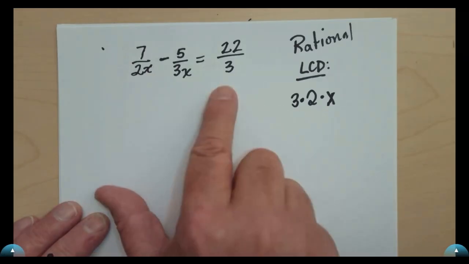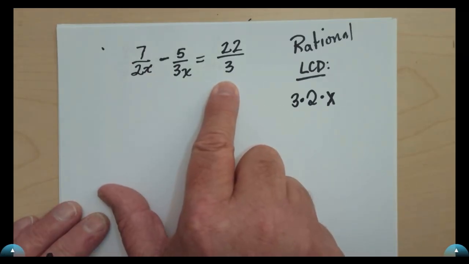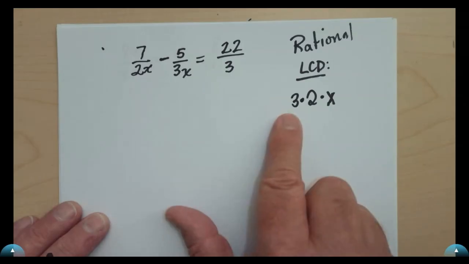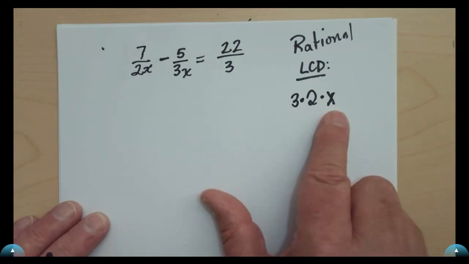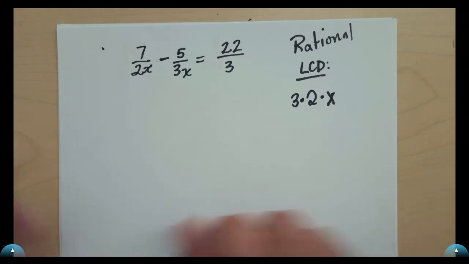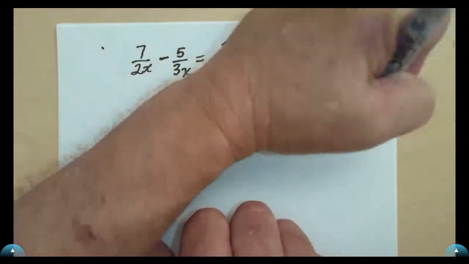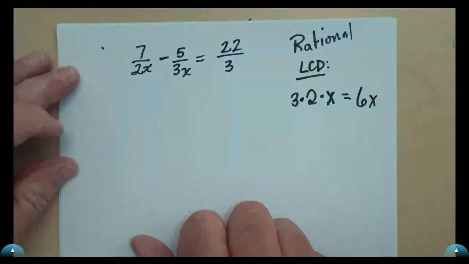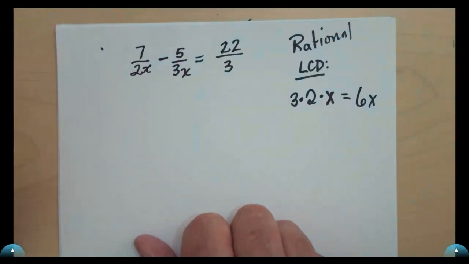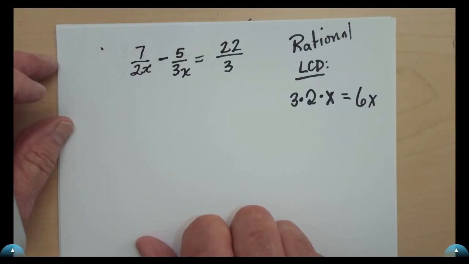And then when I look at this last denominator, I have to have a factor of 3, but notice I've got that covered as well. Everybody see that? So if I multiply this stuff together, that's my LCD. 3 times 2 is 6. 6 times x is 6x. That's our least common denominator. Does everybody see that? Because we definitely need to be able to find the LCD.